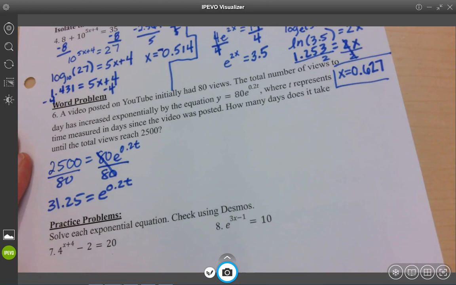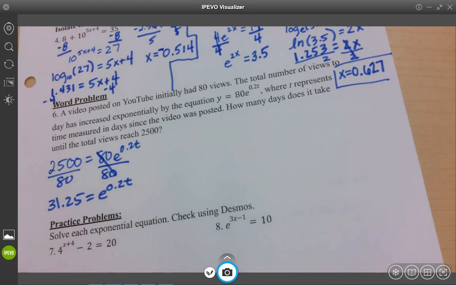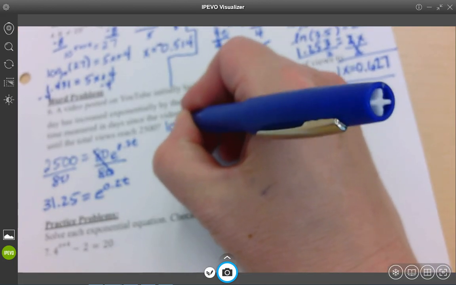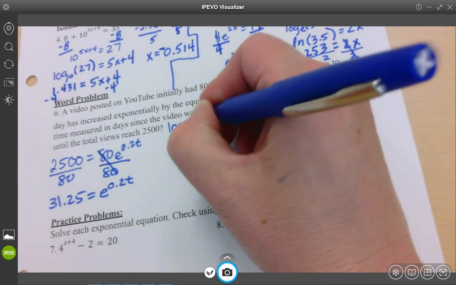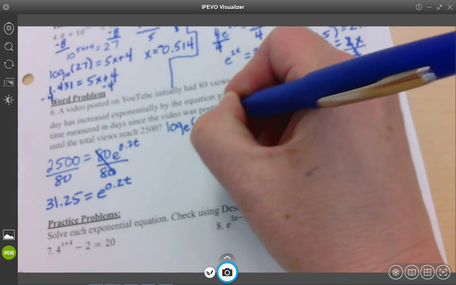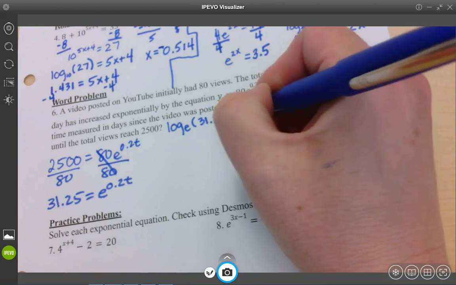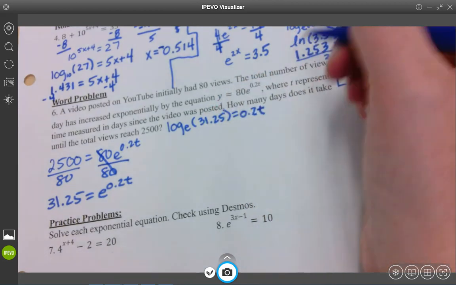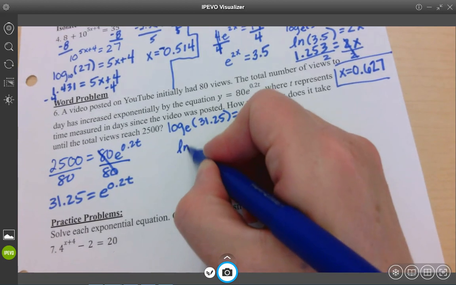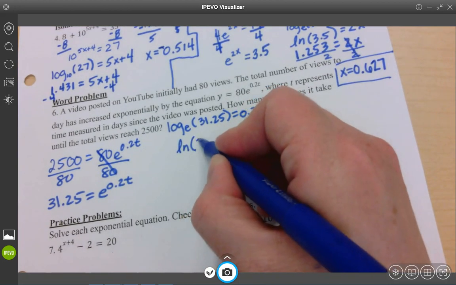All right, and now I'm going to rewrite this as a logarithm, and it will be log base what? What's the base of your exponential? Yeah, so it's going to be log base e. Now, I saw some people write ln, and I saw some people write log base e, and they do both work, okay? I'm writing it both ways for you because I know it's just a jump for some of you. Log base e of 31.25 equals 0.2t. And log base e is exactly the definition of natural log ln.